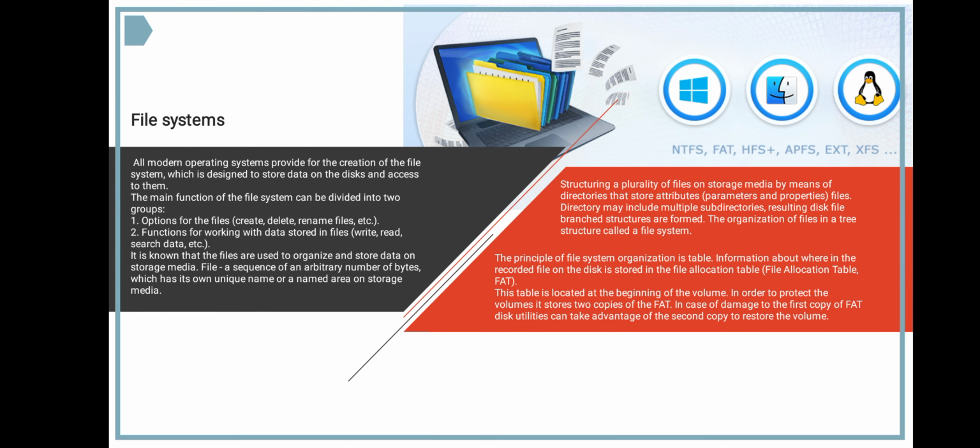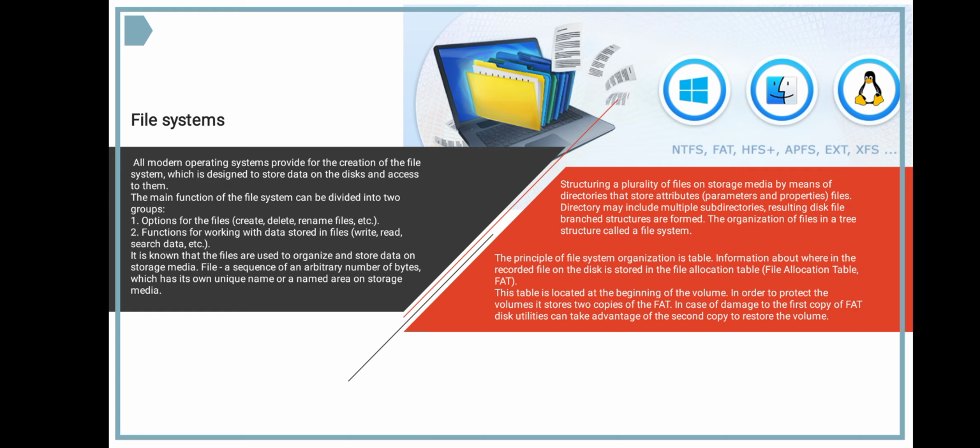File system. All modern operating systems provide for the creation of file systems, which are designed to store data on the disk and provide access to them. The main functions of the file system can be divided into two groups. The first is operations for files: create, delete, rename files. The second is working with data stored in a file: write, read, search.